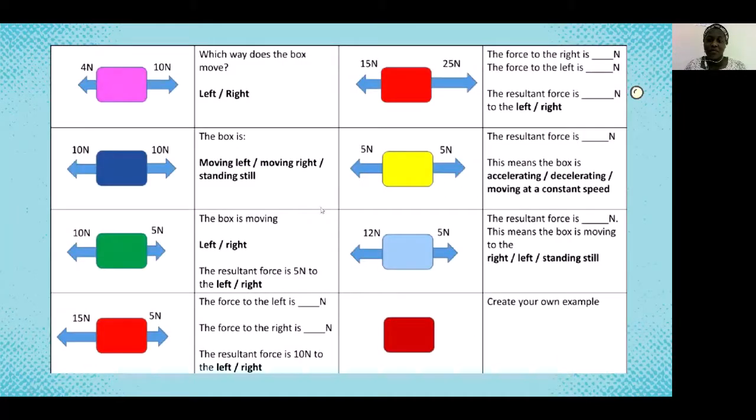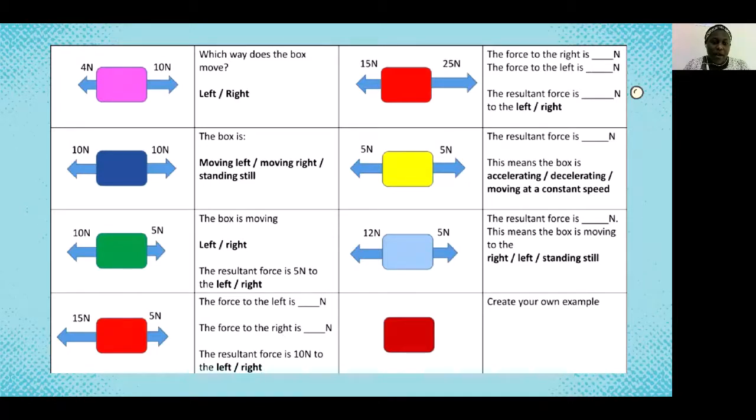Let's see what follows next. Okay, now this is... and we might end up our lesson here, but let's see. Look at these diagrams. Now these are boxes. Let's call them boxes. Which way does the box move?